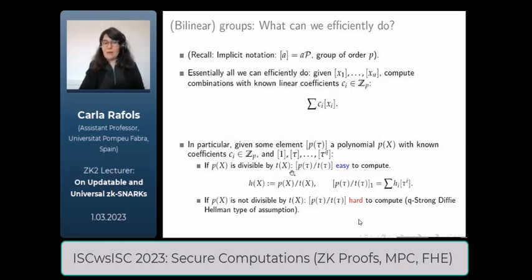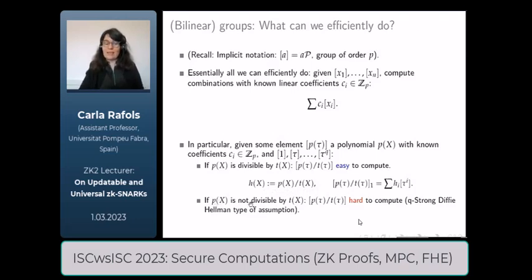So if p is divisible by t of x, this is easy to compute, okay? Why? Because then you can compute this division formally, and then you just evaluate it by doing a linear combination. So the point is, if this division, this h of x, that is the division of p by t, exists, then this quotient is easy to compute.